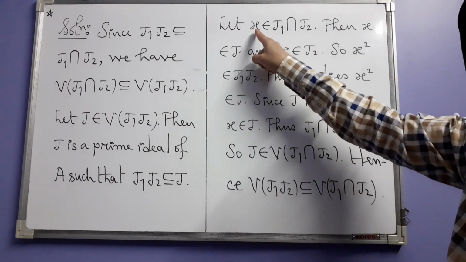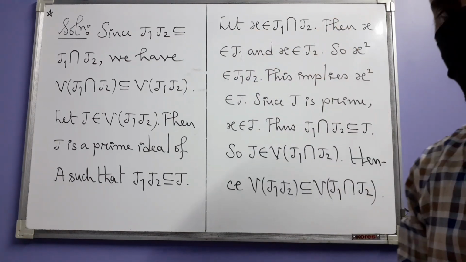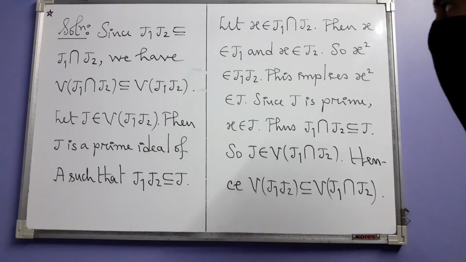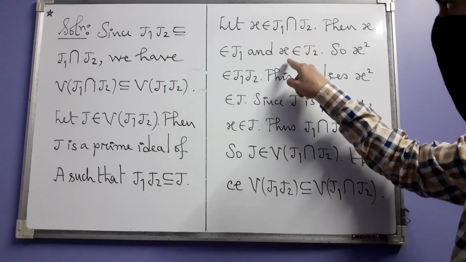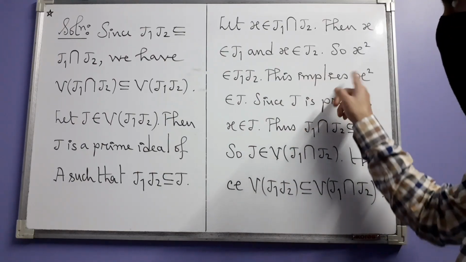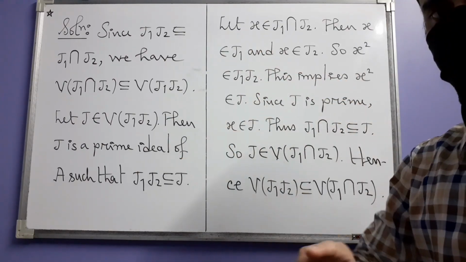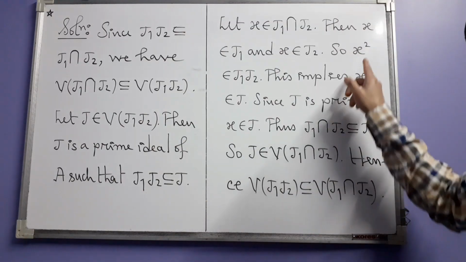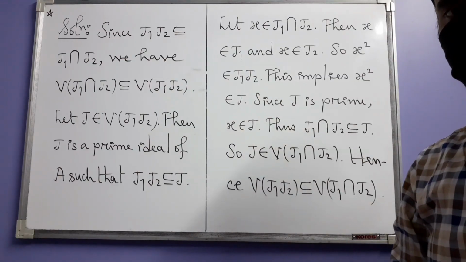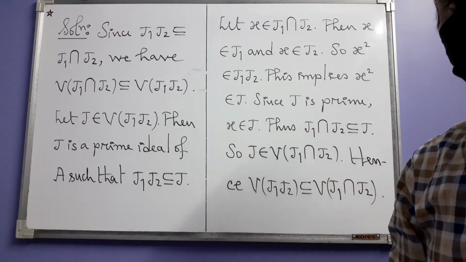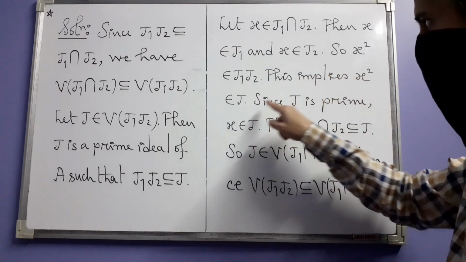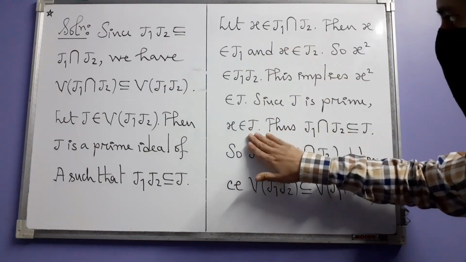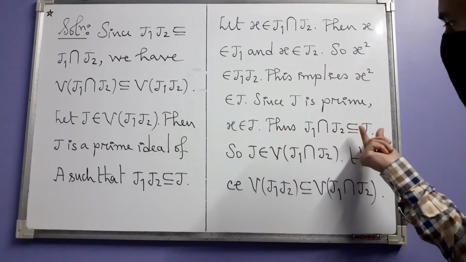Now next we take any element x in J1 intersection J2. Then x belongs to J1 and x belongs to J2, because that's what intersection means. Now because x belongs to J1 as well as J2, x squared would belong to the product J1 J2 by the definition of the product of two ideals. But because of this containment, that means x squared belongs to J. And now you use the fact that J is a prime ideal. Because x squared belongs to J, x also has to belong to J. This means that any element in this intersection is also in J. So the intersection is a subset of J.